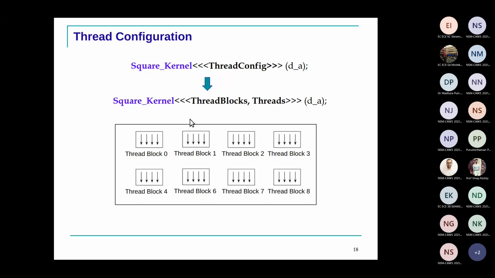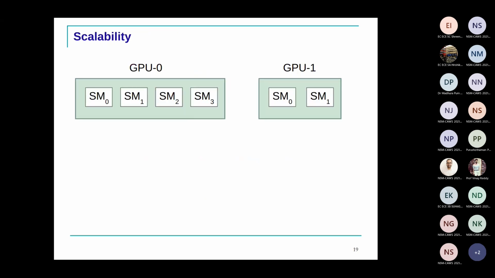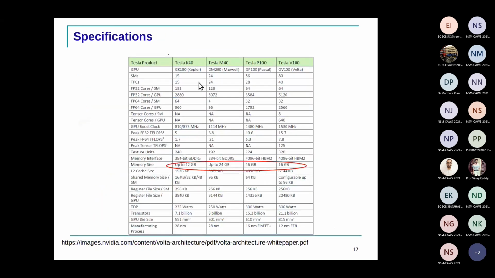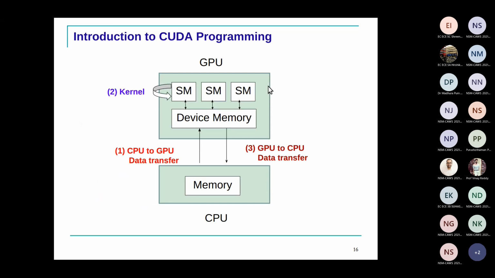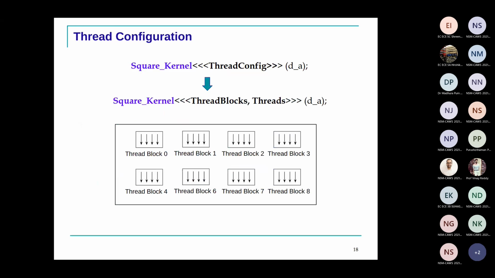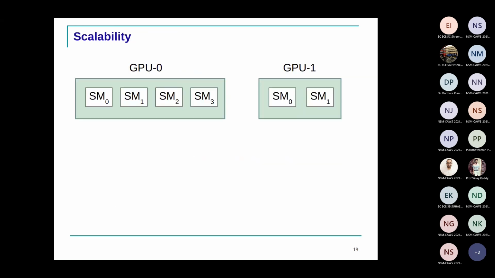So what is the benefit of this? I will show you in the next slide. This kind of organization gives you some benefit in terms of scalability. I've shown in this slide that different GPUs nowadays have different numbers of SMs. Having different thread blocks and different threads gives you a facility to scale by varying the number of SMs accordingly.